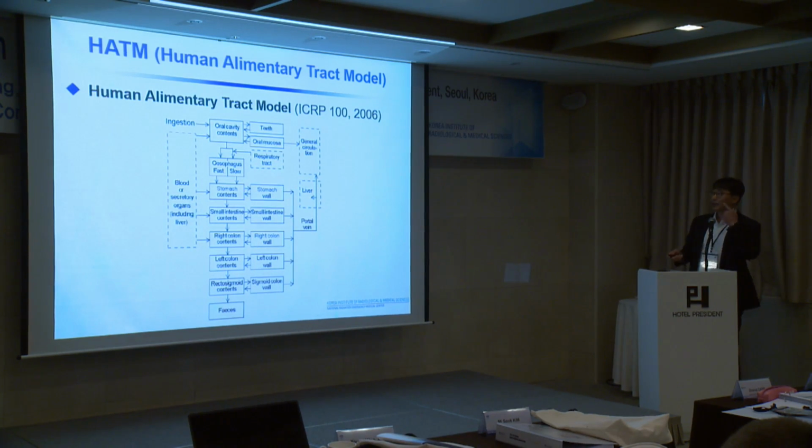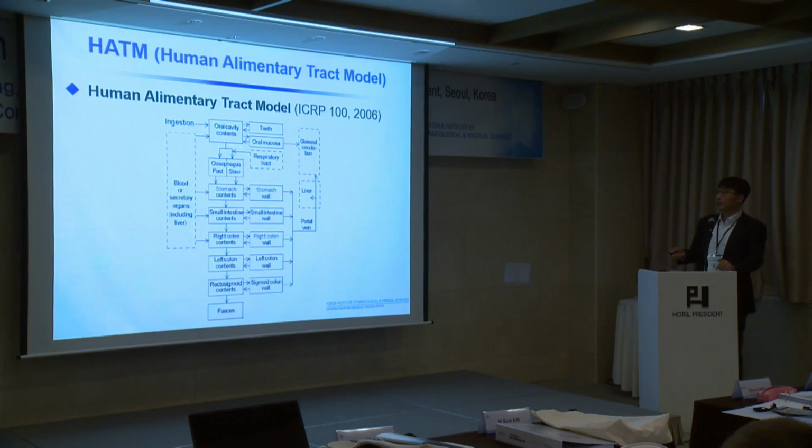They added the oral cavity, teeth, oral mucosa, and esophagus. And they divided the stomach, small intestine, and colon into a wall part and a contents part to describe the behavior of the radionuclides in more detail. This is the recent human alimentary tract model provided by the ICRP.